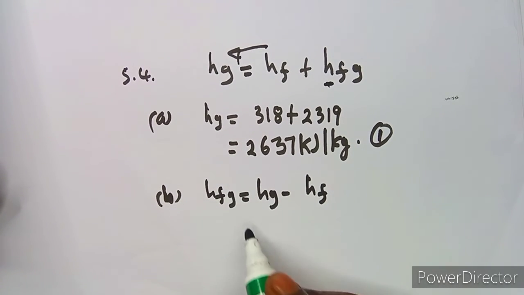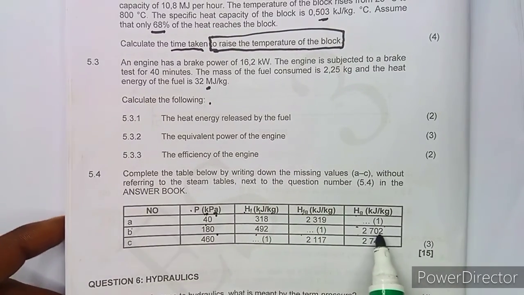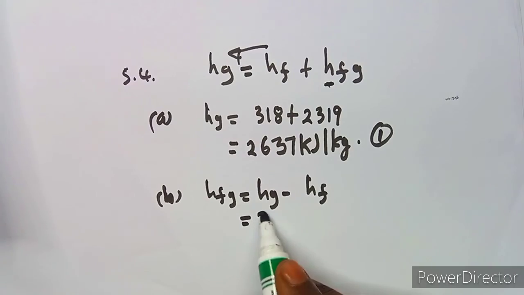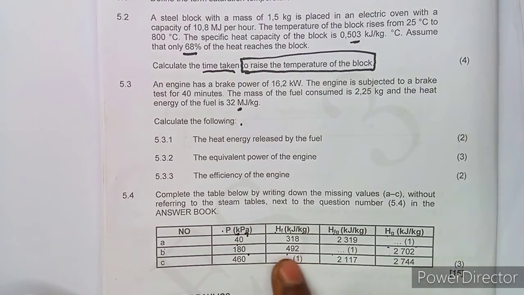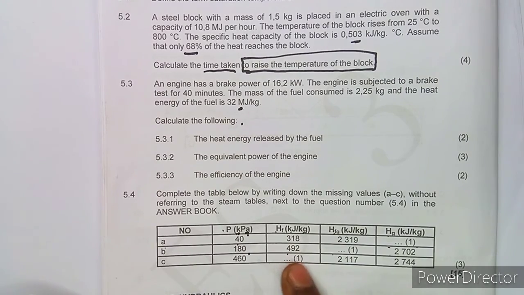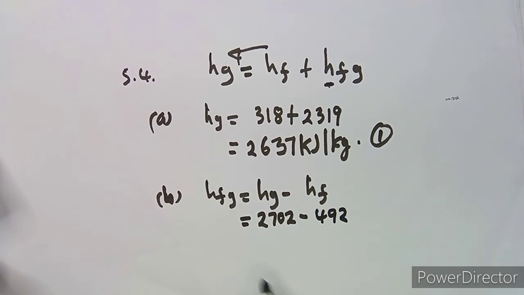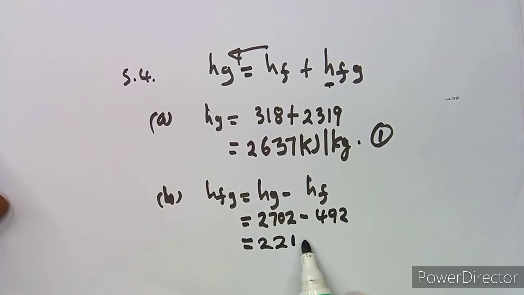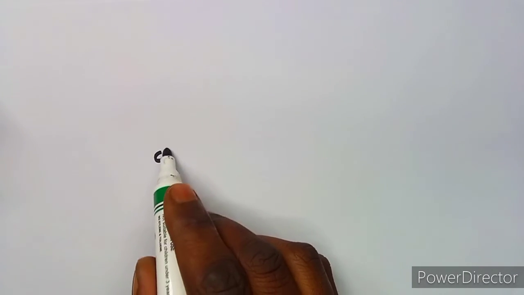So you can substitute again hg, since you have got the value of hg here. Your hg is 2702, minus hf. Okay, your hf is there, which is 492. Okay, so if you subtract these two, you're going to obtain 2210, which is in kilojoules per kg. Okay, so that's our hfg. All right, let's move on to C.